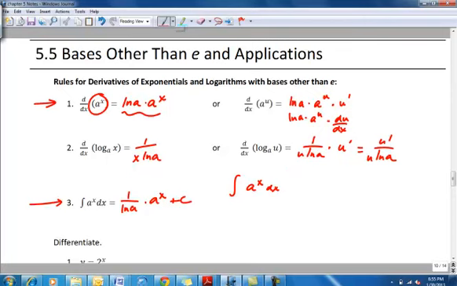So what's going on here is this is one of those scenarios where you could use u substitution, or in this case, let's just do it where we fix the chain rule. So in order for this to work, we need an ln of a inside there. So we need to multiply the outside by 1 over ln of a.